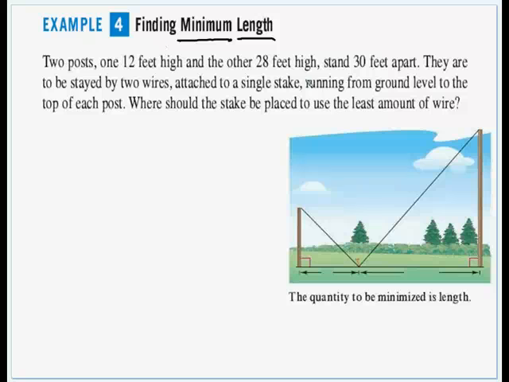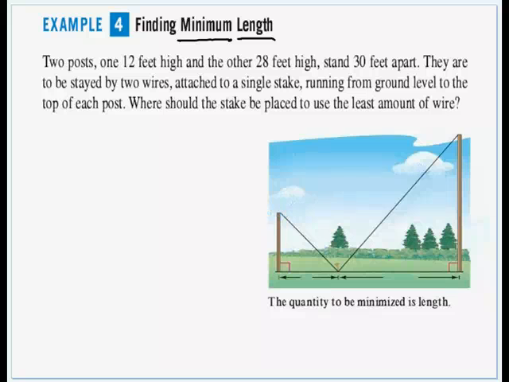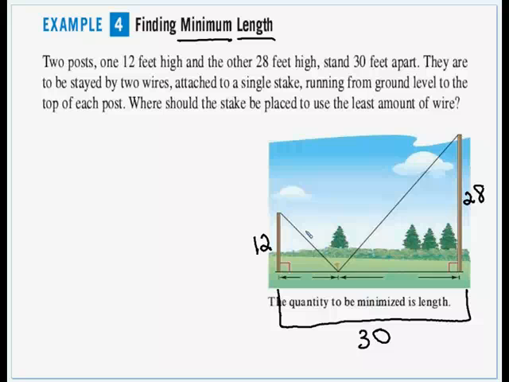So let's work on our picture here a little bit. It says we have two poles, one is 12 foot high, the other is 28 foot high. So of course the shorter one's going to be 12, the taller one is 28, and they are 30 feet apart. So this total distance is 30 feet. And they're attached to two wires running to a stake.